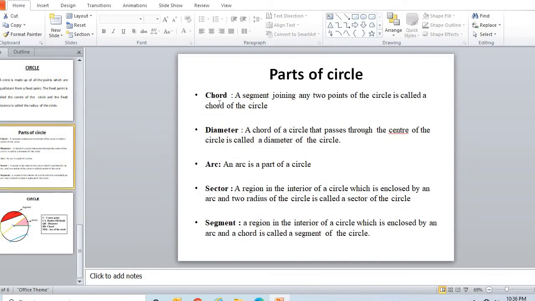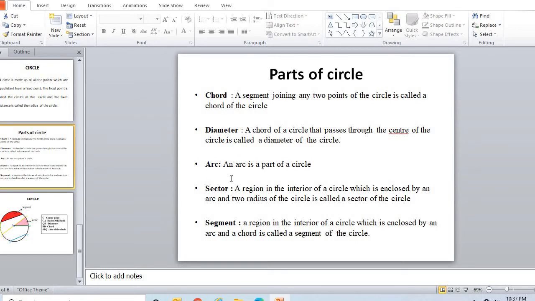Okay, so first of all you have to know the definition. Chord. This is called chord. A segment joining any 2 points of the circle is called chord of the circle. A chord of a circle that passes through the center of the circle is called a diameter of the circle. What is arc? An arc is a part of a circle. Now what is sector? A region in the interior of the circle which is enclosed by an arc and 2 radii of the circle is called sector of the circle.